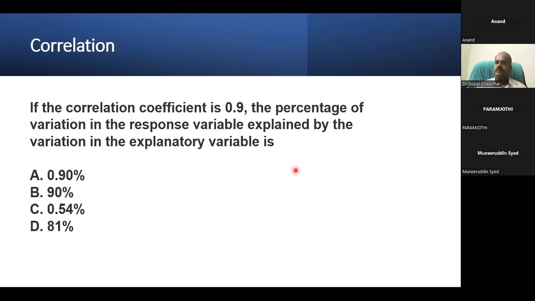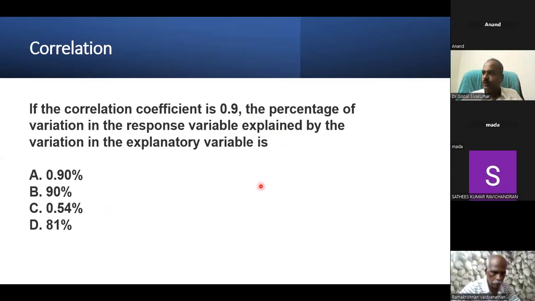Now, correlation. If the correlation coefficient is 0.9, the percentage of variation in the response variable explained by the variation in the explanatory variable is 81%. R square, isn't it? R is 0.9, so R square is 81%. Beautiful. All of you understand? The answer is excellent. Shall we go to the next question? Yes.